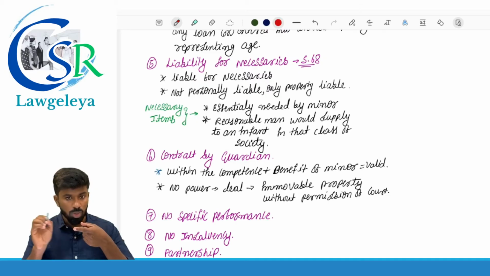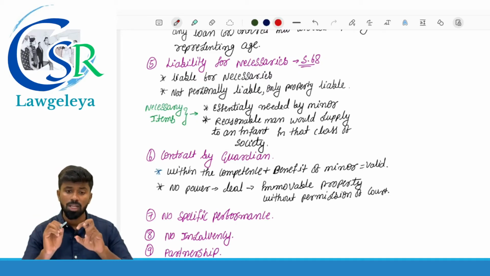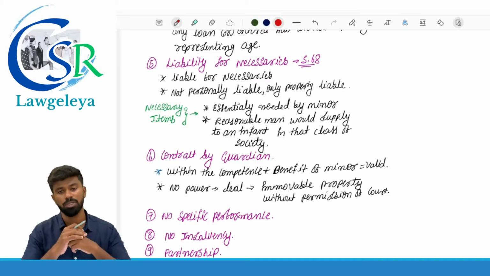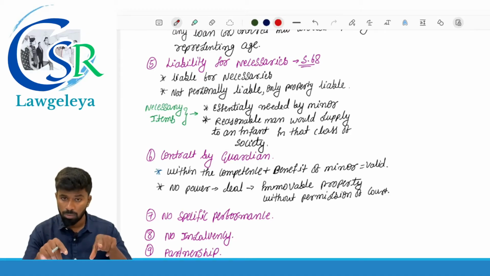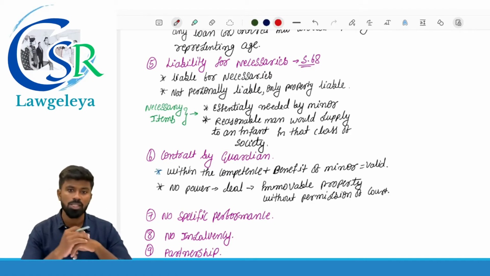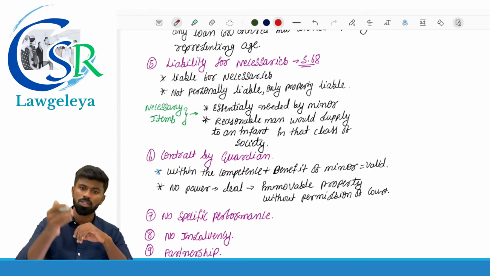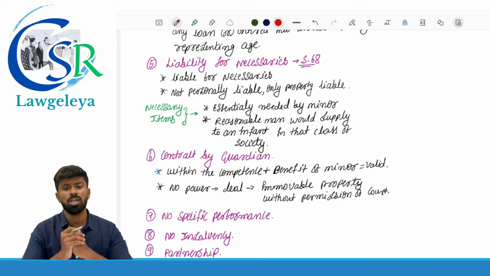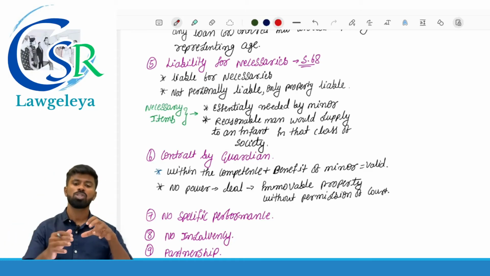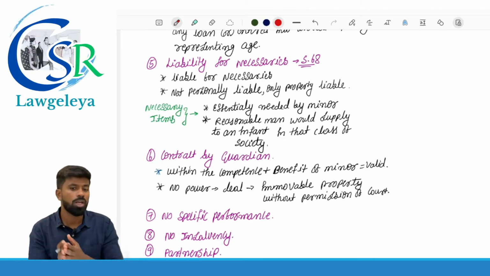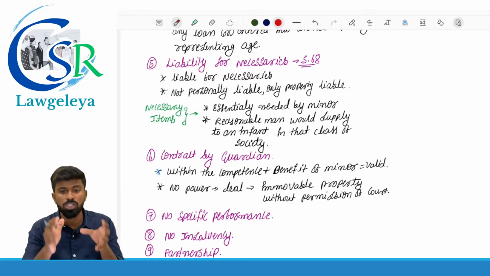Minor is not personally liable, but what is liable? Minor's asset is liable. So minor is liable for necessaries but not personally liable. Only what is liable is property is liable. So what is necessary items, sir? Necessary item means which are essentially needed by a minor, are the items which a reasonable man would supply to an infant in that particular class to which the minor belongs.